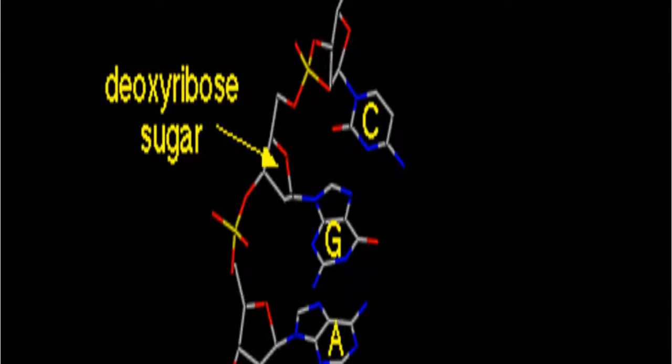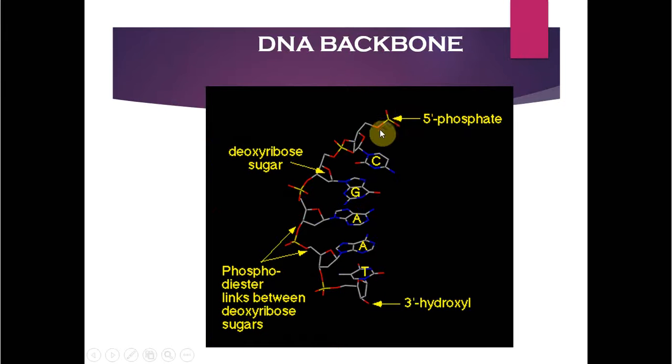Now the DNA backbone. This is the DNA backbone. Here we see that the phosphate is attached to carbon number 5 and the bases are attached to carbon number 1 of the pentose sugar. There exists a phosphodiester linkage between the two deoxyribose sugars. For example, if the phosphate of one nucleotide forms a phosphodiester linkage with the hydroxyl of the second nucleotide, the hydroxyl is present on carbon number 3 of the other sugar.